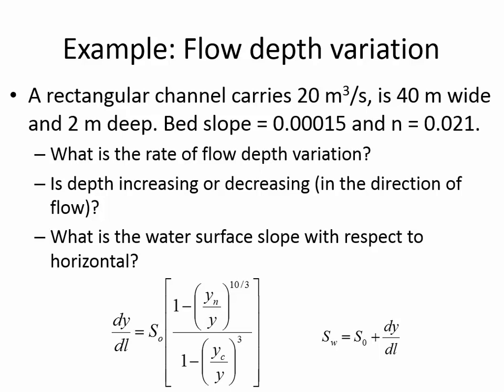Okay, so calculate y sub c, calculate y sub n using the formula from the previous page, and then calculate dy dl to try and find what the slope is. And so this is the rate of flow depth variation. When I ask you to find that, what I'm saying is calculate dy dl. All right, so I'm going to turn you loose on that, and then we'll talk about what you've calculated.